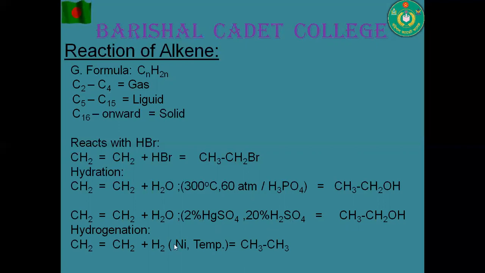Here, there is another type of reaction, that means unsaturated hydrocarbon reacts with hydrogen in the presence of nickel catalyst or platinum, and the temperature is 200 degrees centigrade. Here the product is saturated hydrocarbon, that means ethene to ethane. This is the hydrogen addition reaction or hydrogenation reaction.